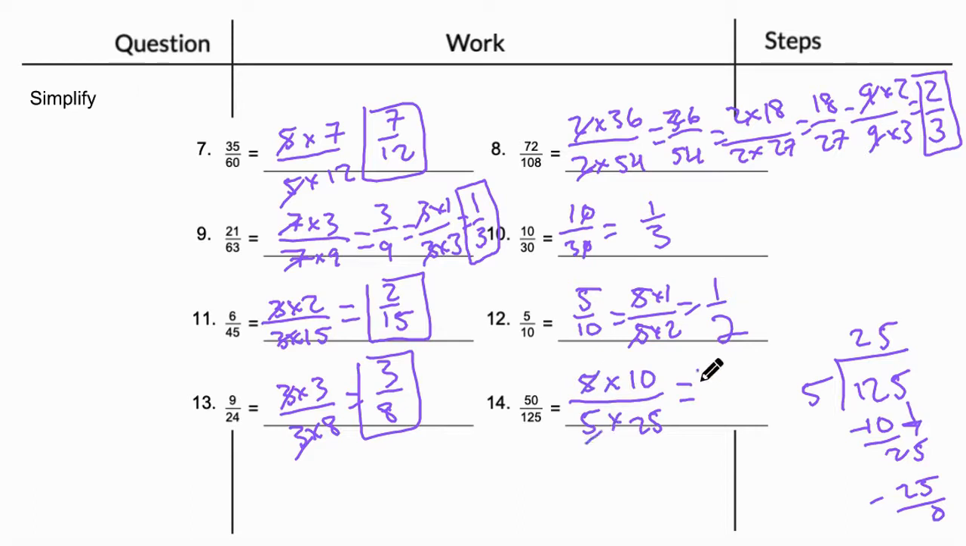Cancel out the 5's here. Gives me 10 over 25, which 5 goes into both of these as well. 5 times 2 and 5 times 5. And that leaves me with my answer here of 2 over 5.